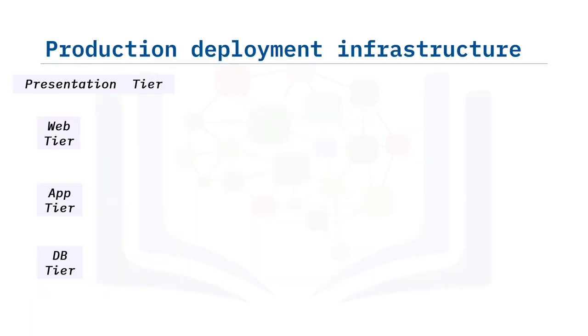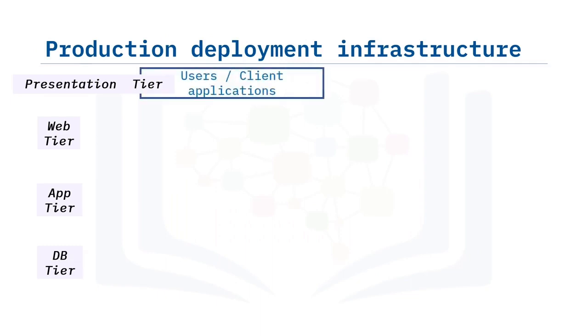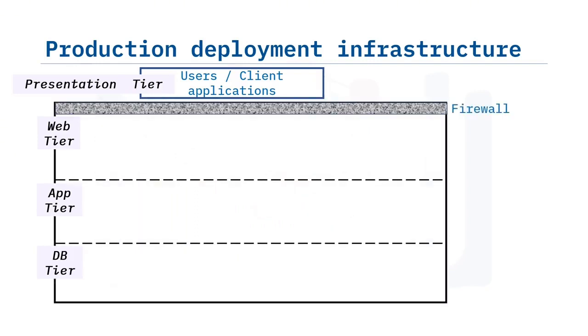Let's consider an N-tier architecture required to deploy an application in a production environment and represent the infrastructure using a diagram. The top tier is the presentation tier, which contains the front-end client applications. All of the other tiers are located behind a firewall. Firewalls and other components mentioned in this diagram will be discussed in further detail later in the video.